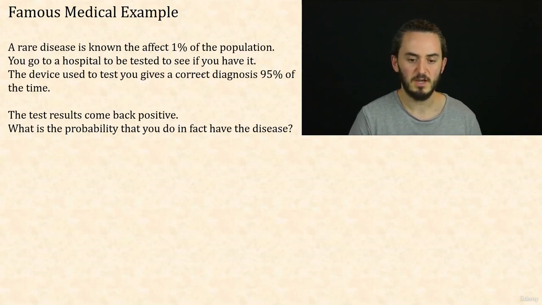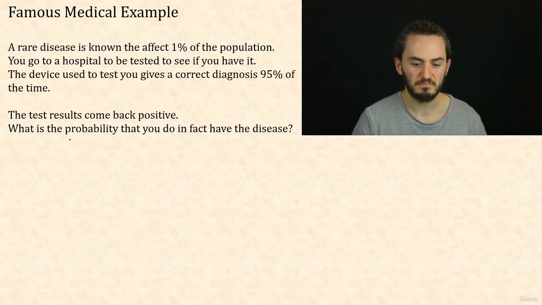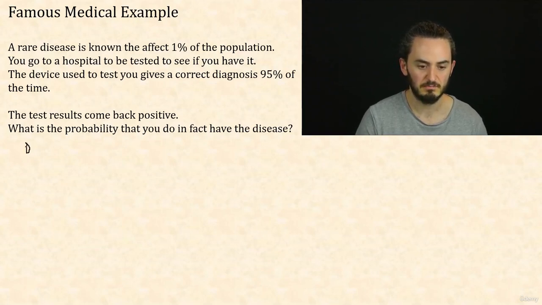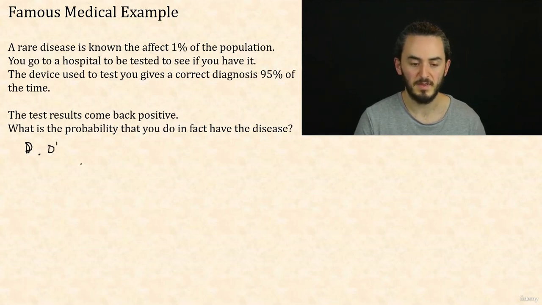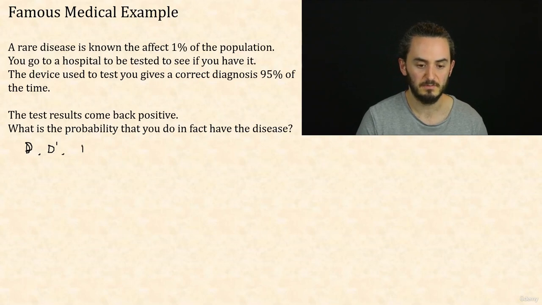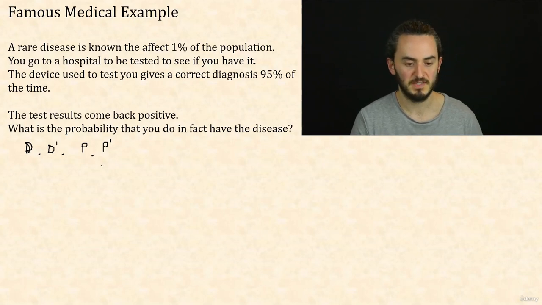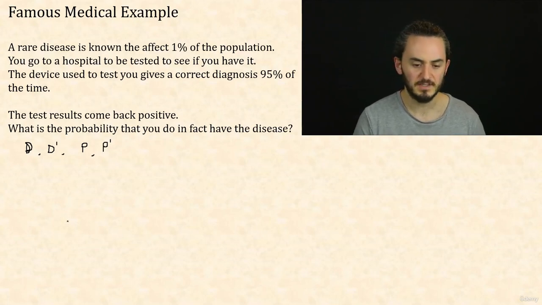So let's be precise then about what we're asking. You either have the disease or you don't. Let's say that D is the event that you have the disease, or you don't, and D dash will be that. And let's say that the test either comes back positive, P, or negative, not P, not positive.